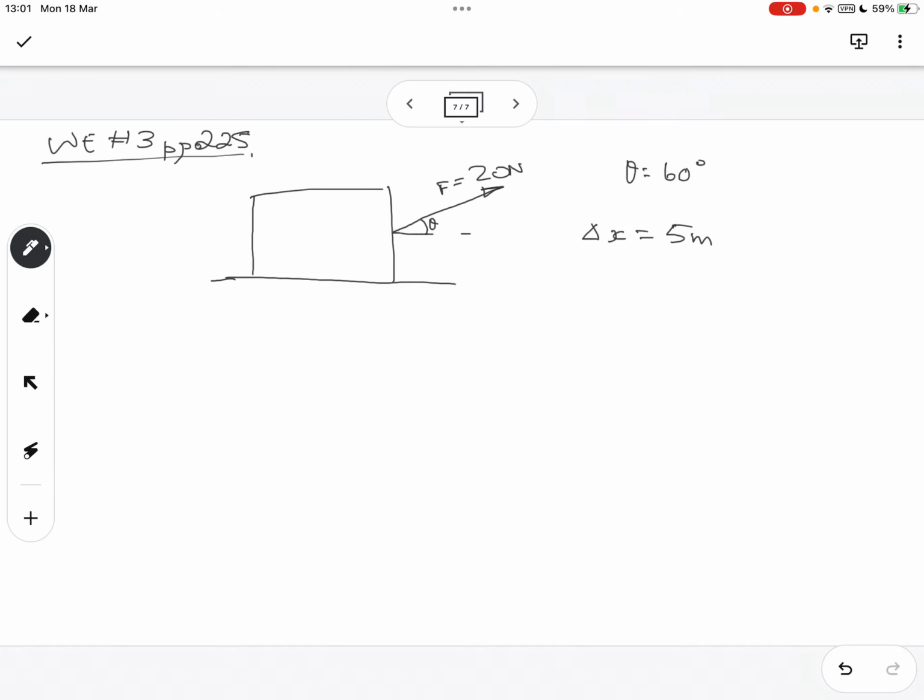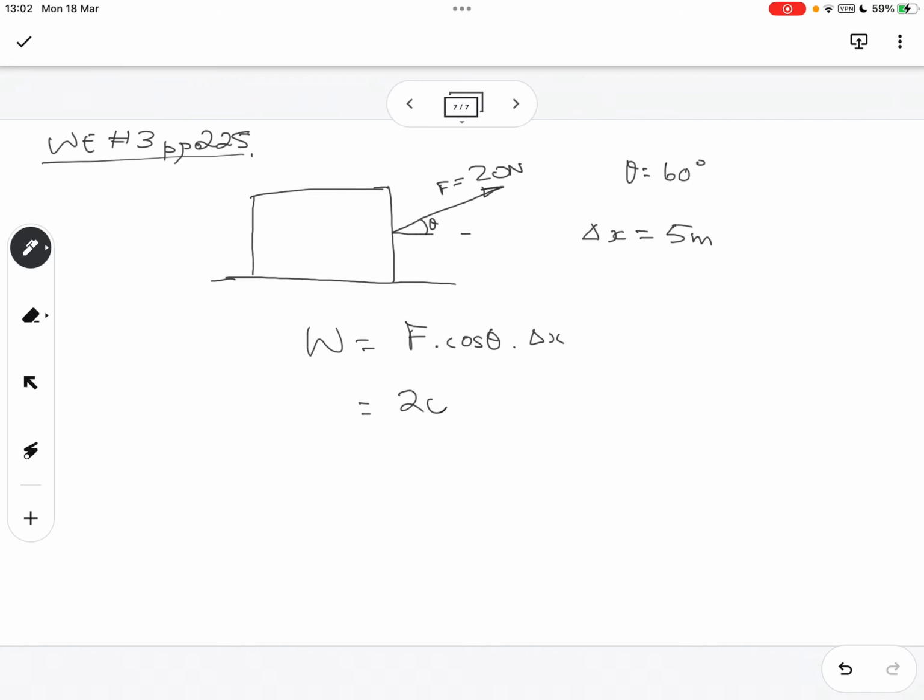So now we're told that the box is pulled at a force of 20 Newton, at 60 degrees to the horizontal, and it moves a distance of 5 meters. We need to find the work done on the box, and the work is simply the force times the inclination of the force times the displacement.